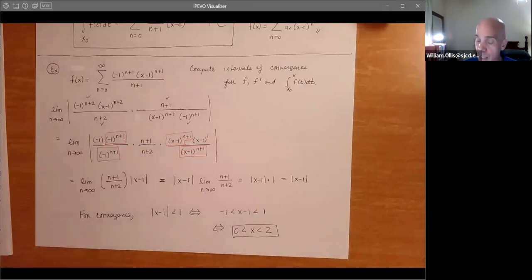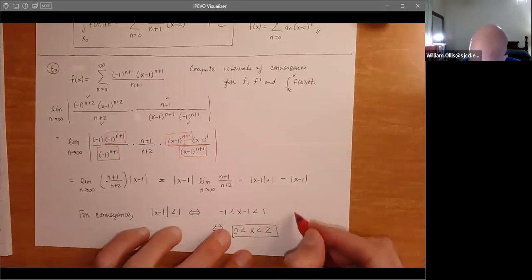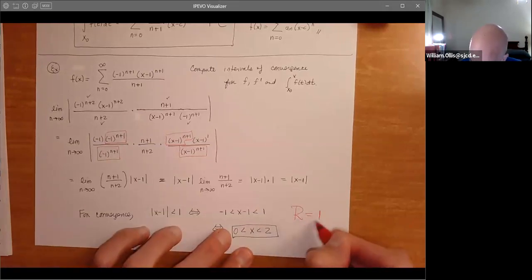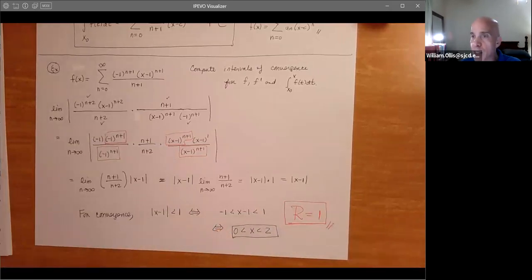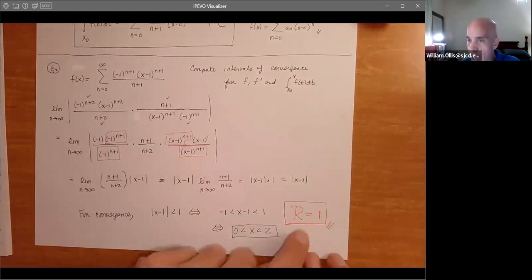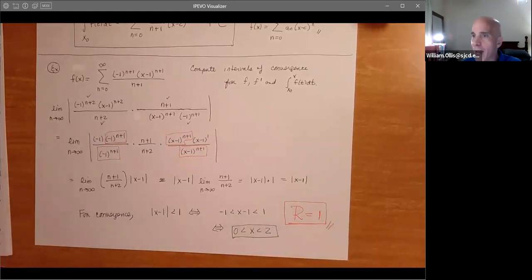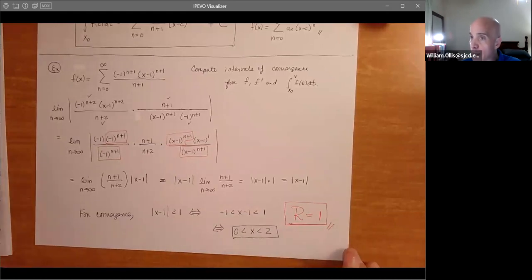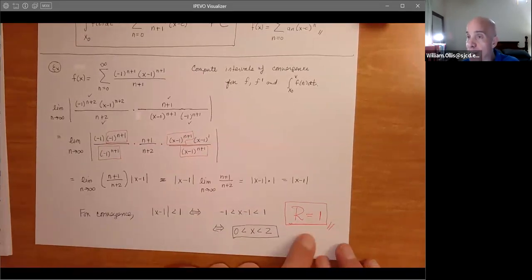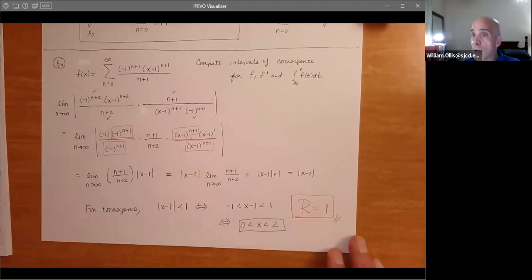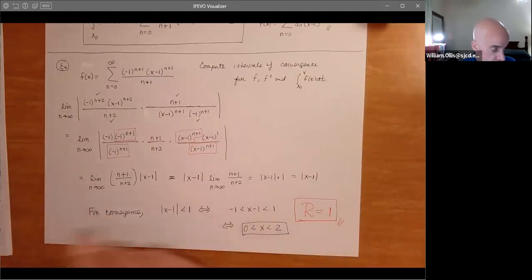And so we need to check the endpoints. At least, let's just go ahead and mark this down. We see R equals 1. So for the differentiated series and the integrated series, we have R equals 1. So we don't have to start from scratch with that. We don't have to go back and do the calculation from scratch. We just need to check endpoints. So remember, as you differentiate and integrate a power series, the R is unchanged. You still, however, must check the endpoints, which we need to do here. So let's do that.